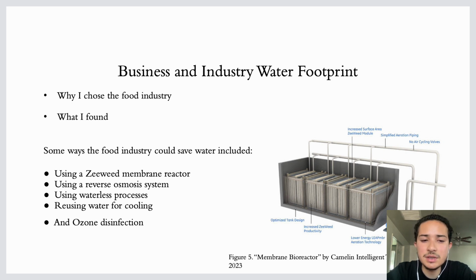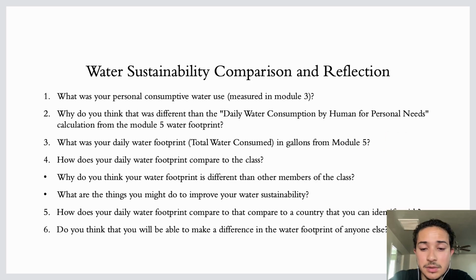Some ways the food industry could save water include using a seaweed membrane reactor, as shown here in figure 5, or using a reverse osmosis system, using waterless processes, reusing water for cooling, and using what's called ozone disinfection. In this module, I will answer a couple of these questions. Number 1, my personally consumptive water was about 24 gallons a day. Number 2, I think the consumptive water used for module 3 is different than the one in module 5 because module 3 only took into account direct water use and not indirect. Number 3, my daily water footprint in gallons for module 5 was 1,662 gallons.